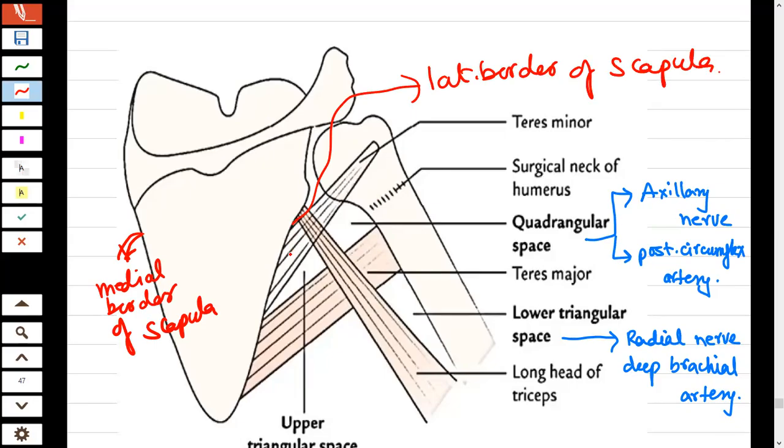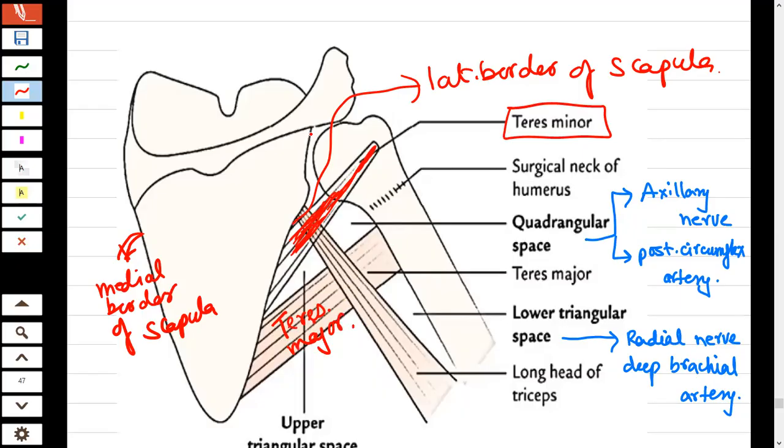Now see here. These muscle fibers which are inserting here, this is your teres minor muscle. Okay, teres minor muscle. These fibers which are inserting into the bicipital groove, or the floor of the bicipital groove, this is known as your what? This is your teres major muscle.